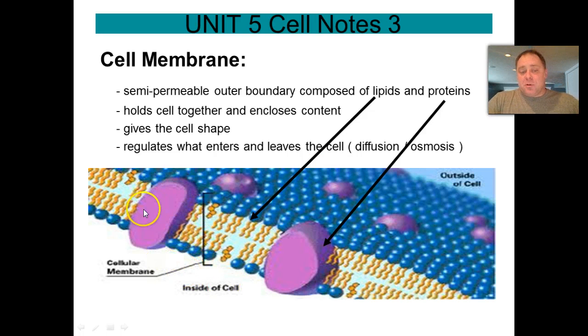Some of these proteins we'll learn soon actually are like little channels where things can go through them because they may not want to go through this hydrophobic portion of the membrane. So sometimes we have hydrophilic amino acids that happen to be lining the inside of this protein. Therefore, the things that are polar can get through the membrane rather easily without having to go through this nonpolar section.